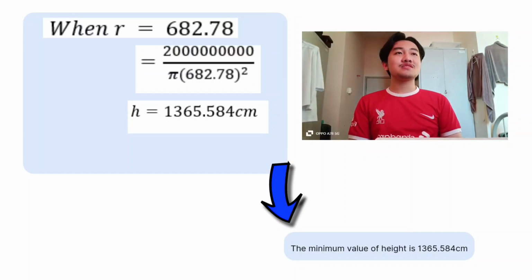When r is equal to 682.78 centimeter, we can find the value of h by using the formula pi r square h equal to 2 million. After calculating, we get h equal to 1,365.584 centimeter. So the minimum value of height is 1,365.584 centimeter.